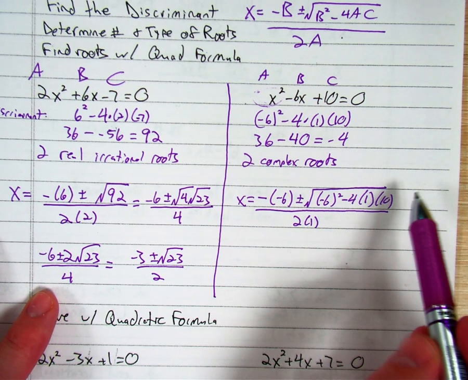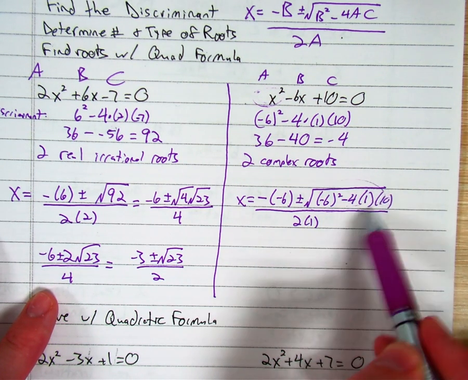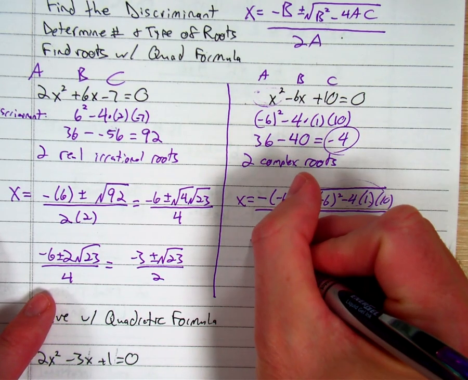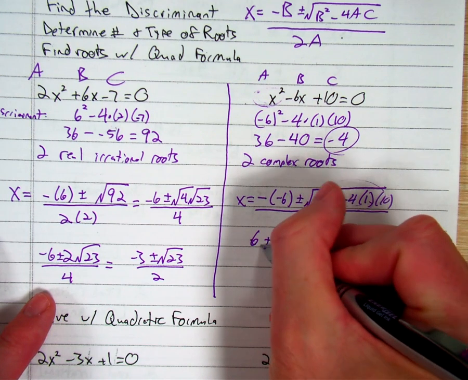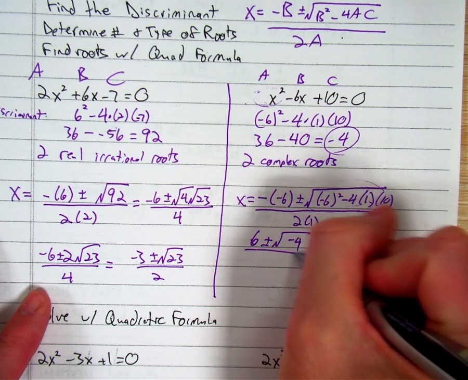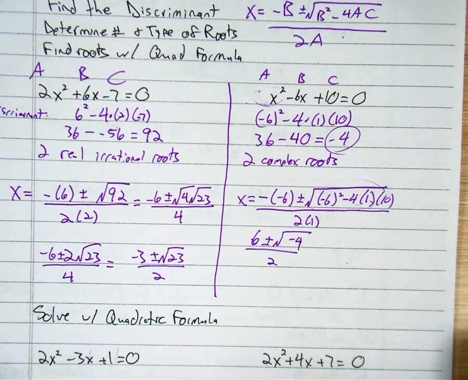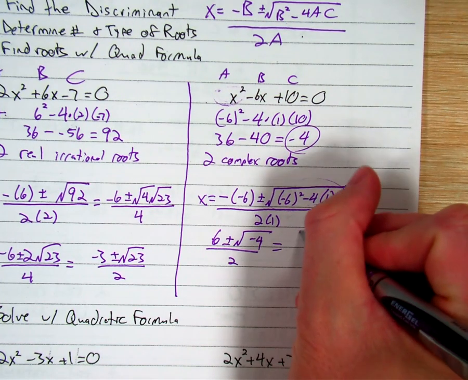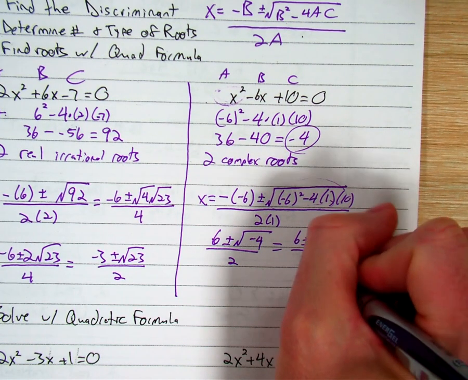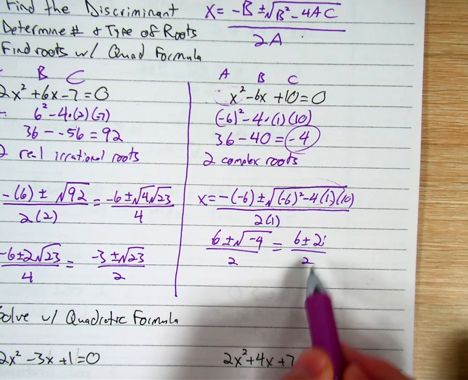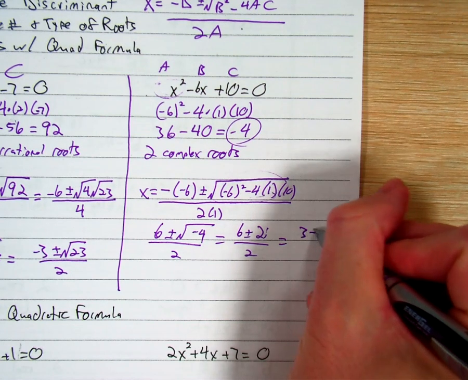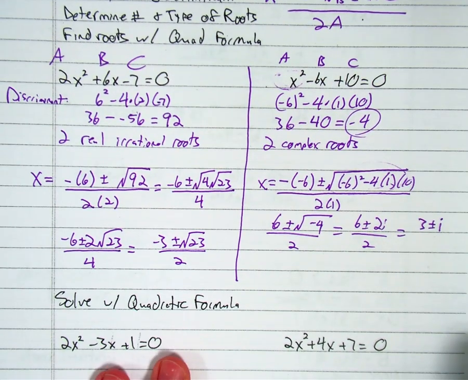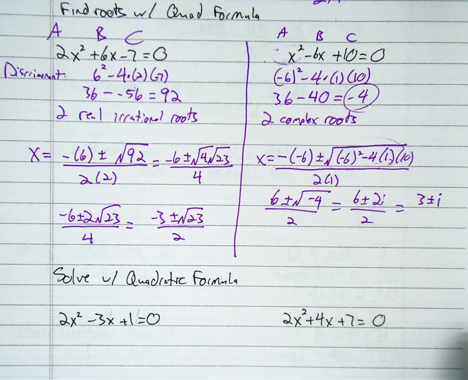Where's my mind at? Okay, so this should be the square root of negative 4. Right? Negative 4. So we're going to have positive 6, negative, negative, all over 2. The square root of negative 4 should be 2i. And 6, 2, 2, we can divide them all by 2 to get 3 plus or minus 1i. Okay? 3 plus or minus 1i.